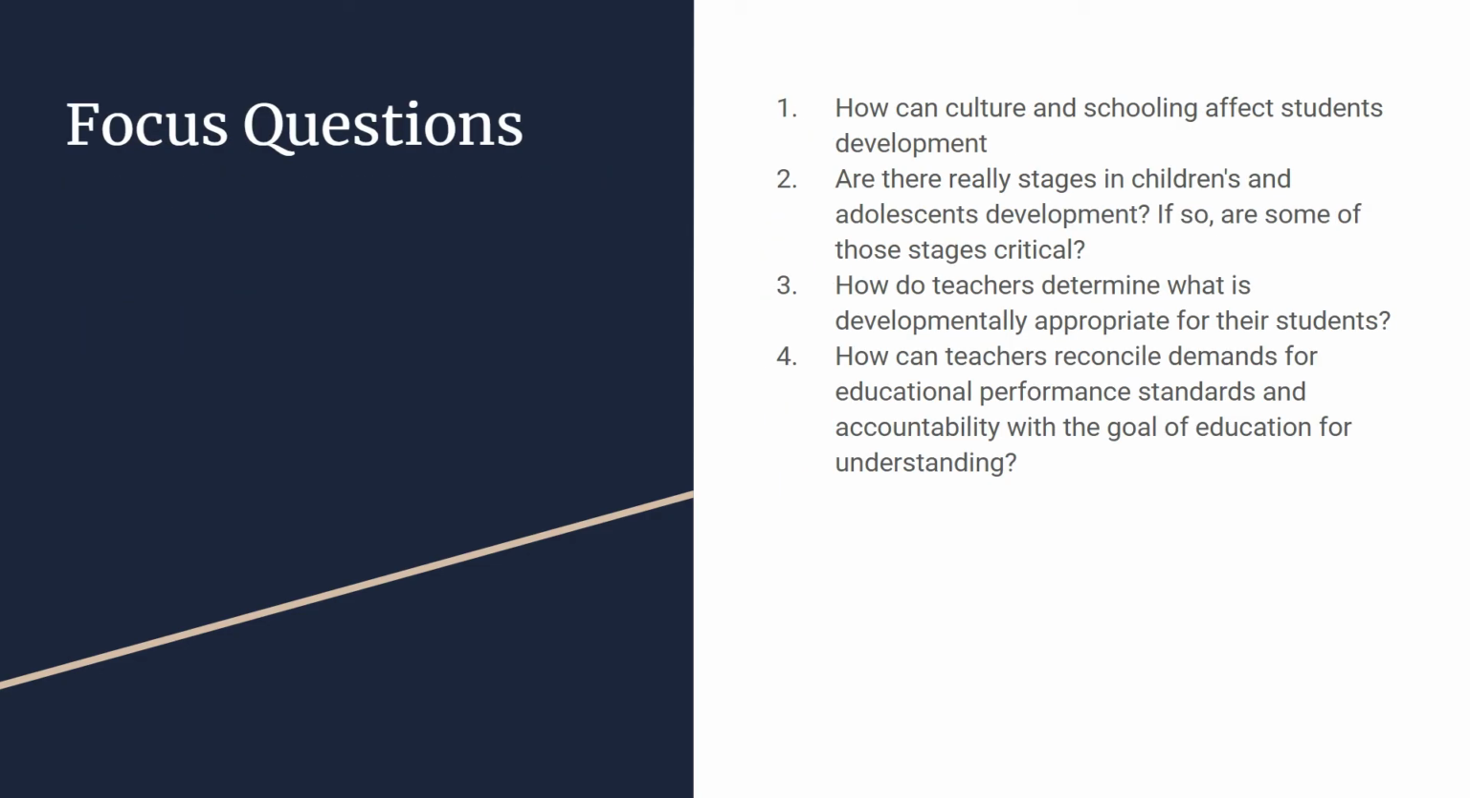On to the focused questions. How can culture and schooling affect students' development? Are there really stages in children's and adolescents' development? If so, are some of these stages critical? How do teachers determine what is developmentally appropriate for their students? How can teachers reconcile demands for educational performance standards and accountability with the goal of education for understanding?